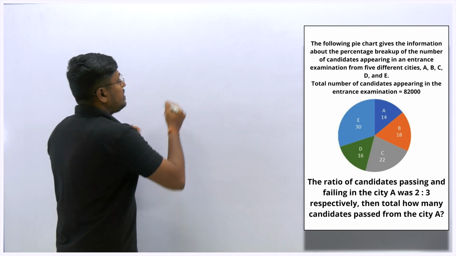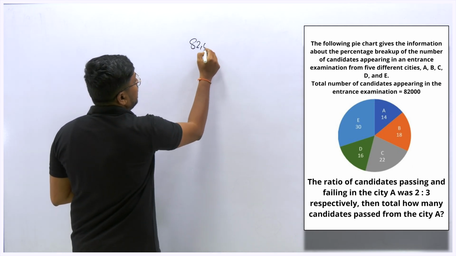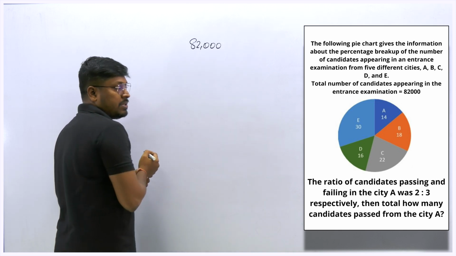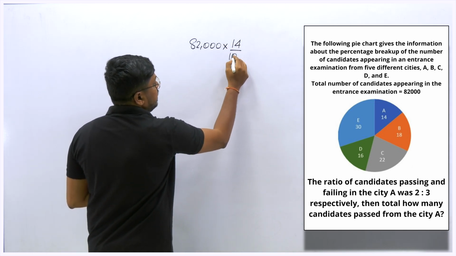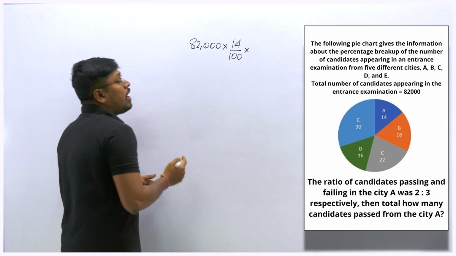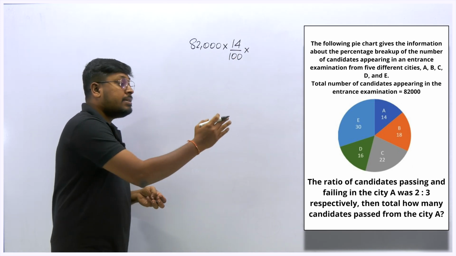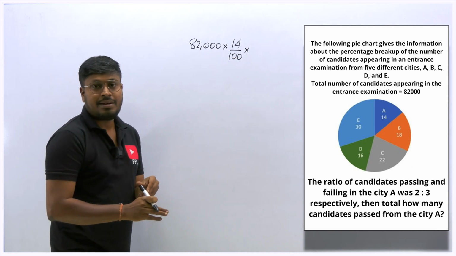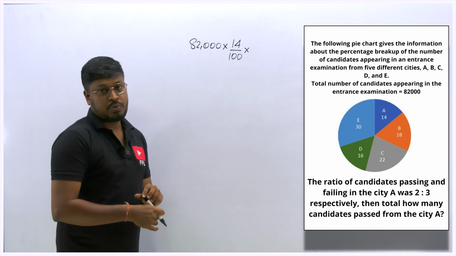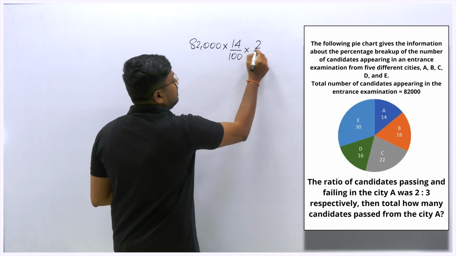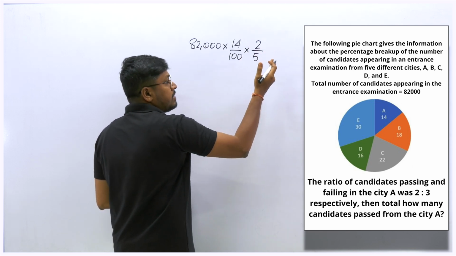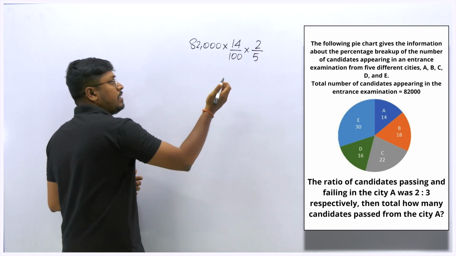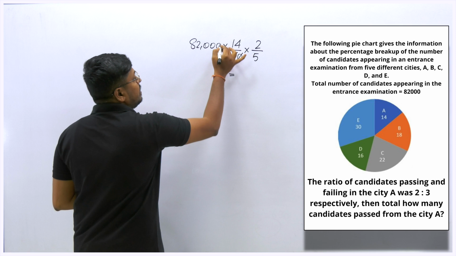So for city A, first, the total number of students appearing for the examination is 82,000. Out of this, 14% are from city A, that is 14 by 100. And out of this 14%, the pass-fail ratio has been given as 2:3. Our target is to find how many students passed. That means 2 divided by total 5. Out of 5, 2 parts of students passed and 3 parts failed. So if you find it, that will be the resultant answer.